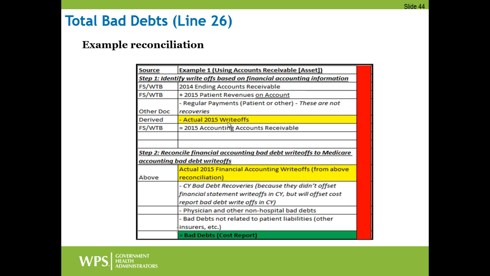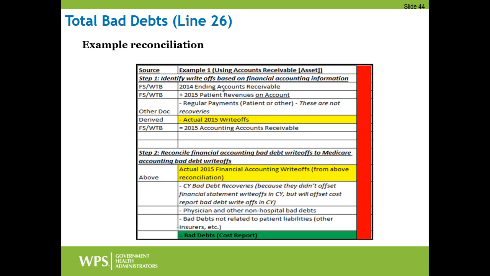Because when you write off an accounts receivable under GAAP, you credit the accounts receivable to reduce it, and you debit the allowance for doubtful accounts, the allowance for bad debts, to increase that. So the key thing here is that it's reducing the accounts receivables. So those three things impact accounts receivables, and that should get you to your ending accounts receivable balance.